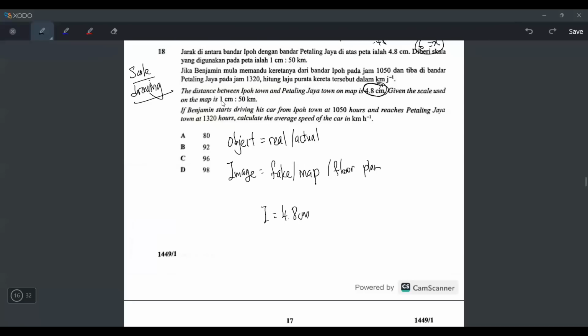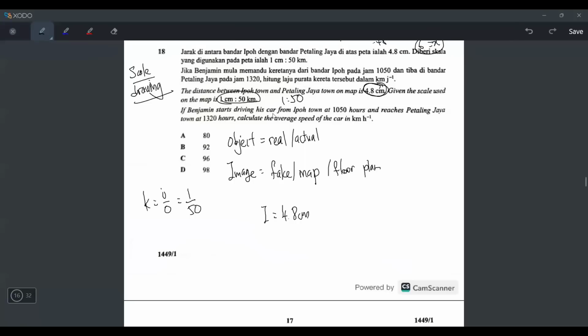And then they say given the scale used is 1 cm to 50 kilometers. So scale factor, let's use K, is equals to 1 ratio 50. Okay, but it's 1 cm ratio 50 kilometer. So we all know the scale factor formula is I per O, right? It means it's 1 over 50. The scale factor come out is 1 over 50. Okay, but it's okay. Let's keep reading.